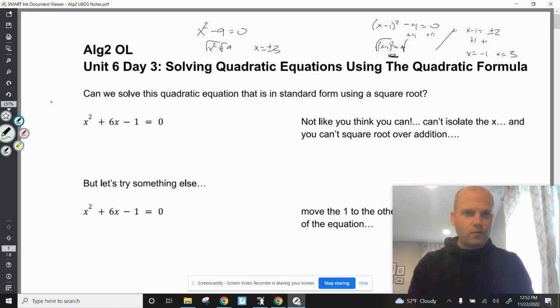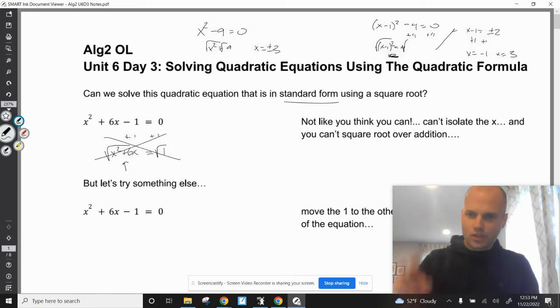Now let's go to standard form. This is standard form, ax squared plus bx plus c, and we want to solve this using square roots too. But here's what a lot of students think we could do: let's move the 1 to the other side. But then they think, oh, I must have to square root right now. You can't do this. You're not allowed to square root over addition. You can't simplify this to be x plus root 6. You can't combine the x squareds and the 6x's. So this is not how you solve a standard form using square roots.